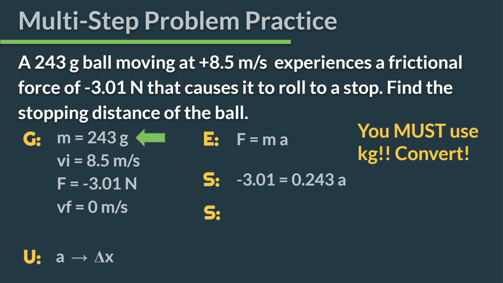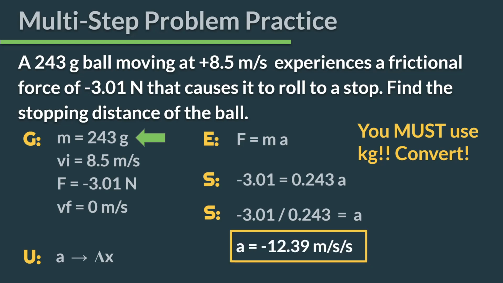So if I want to solve for a, I need it by itself. I'm going to divide both sides by 0.243, and that's what goes in my calculator, negative 3.01 divided by 0.243, and that gives us an acceleration of negative 12.39 meters per second per second. And so we have an acceleration here, and it's negative, and that makes sense because it says the ball's moving positive and slowing down. So it should have an opposite sign. All right, questions about that first step?